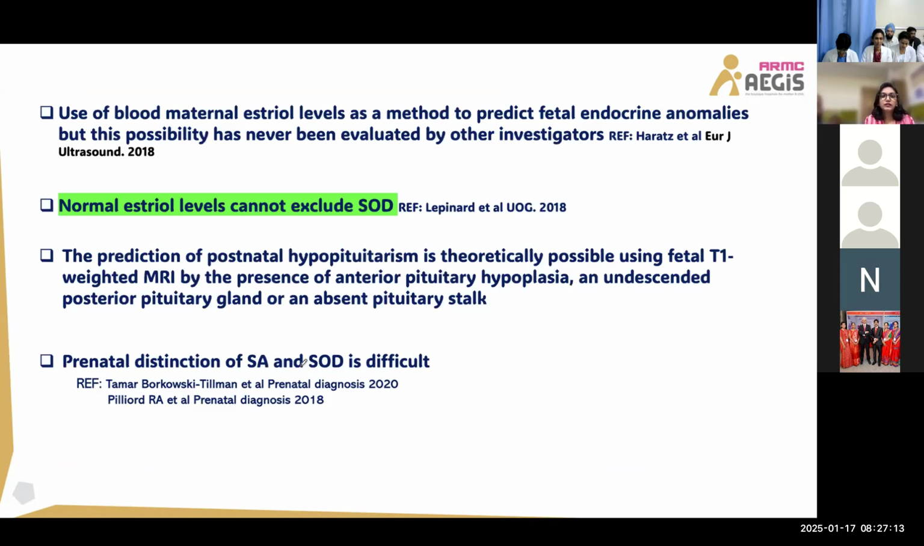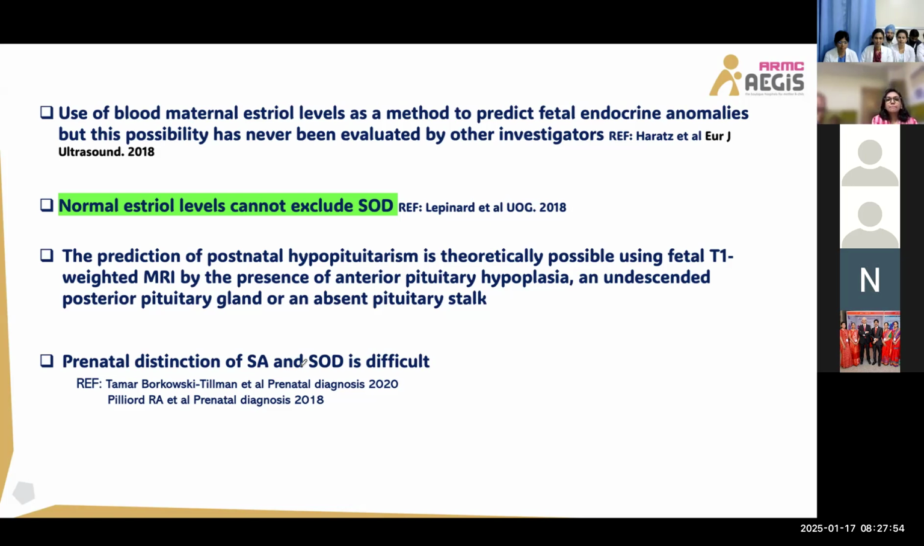Harris et al., in 2018, published a study on the use of maternal serum estriol levels as a method to predict fetal endocrine anomalies, but this possibility has never been evaluated by other investigators because normal estriol levels cannot exclude septo-optic dysplasia. The prediction of postnatal hypopituitarism is theoretically possible using fetal T1-weighted MRI, by the presence of anterior pituitary hypoplasia and an undescended posterior pituitary gland or an absent pituitary stalk. So, the prenatal distinction of septal agenesis from septo-optic dysplasia is very difficult and quite challenging.